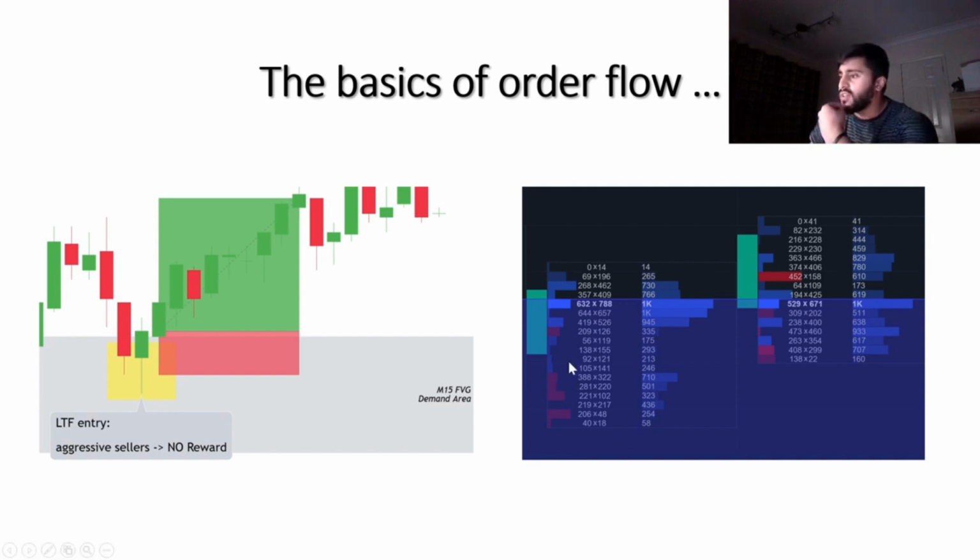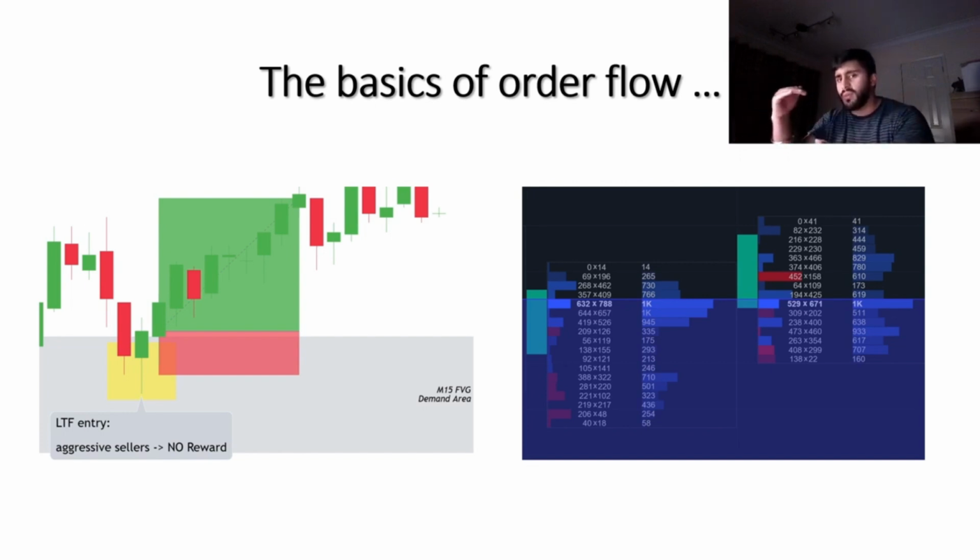For example, if we see over here, we have a lot of red delta inside of this demand zone, right? We have a lot of red delta over here and red delta over here. You can even read the actual order flow, 40 for 18. That's just over a 2-to-1 ratio. There's twice as many aggressive sellers as there are aggressive buyers. Despite that, the market moves up.